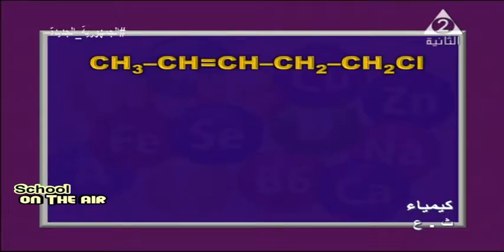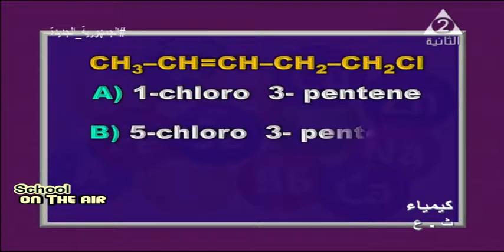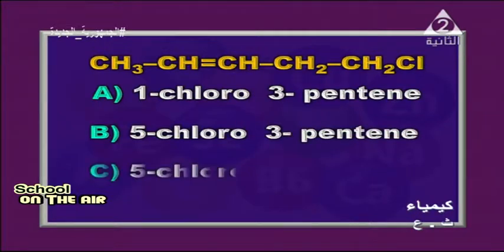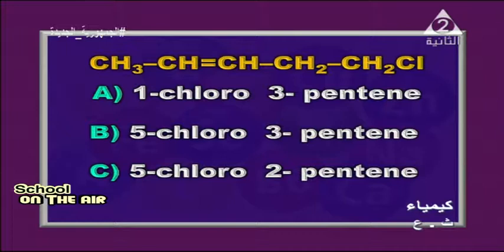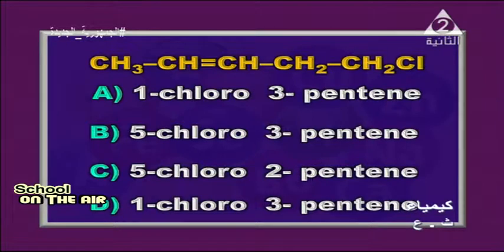Next one. Here, if you are going to name this compound, is it 1-chloro-3-pentene, 5-chloro-3-pentene, 5-chloro-2-pentene, or 1-chloro-2-pentene? You are going to number the carbon atoms starting nearest to the unsaturation, which here will be the double bond. So the right name for this compound will be 5-chloro-2-pentene.